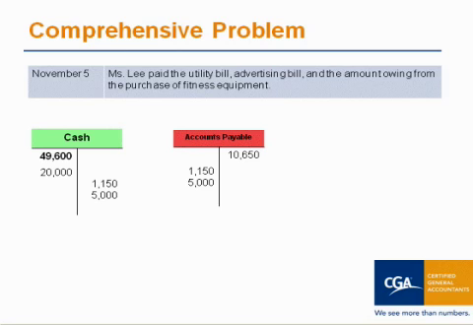If you recall back to the purchase of the fitness equipment, part of it was paid, $5,000 was left outstanding. So in accounts payable, in that opening balance of $10,650, that $5,000 amount is also included there. So we're going to reduce our accounts payable account balance by debiting $5,000 to accounts payable. And once again, we will reduce our cash account balance by $5,000 by crediting the account by that amount.